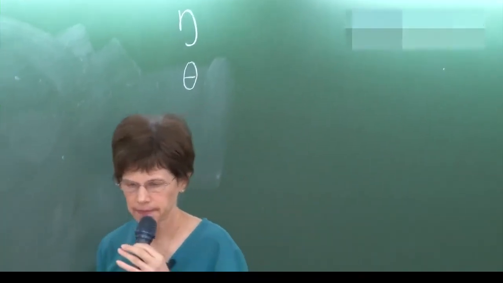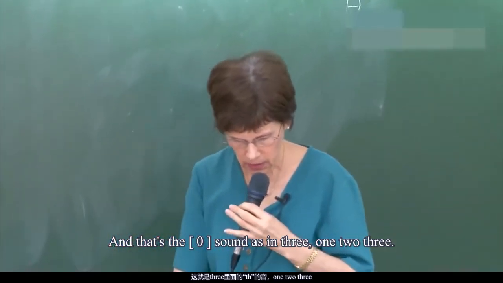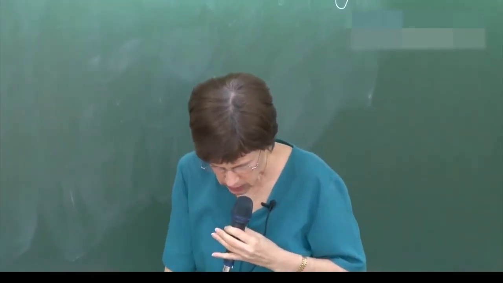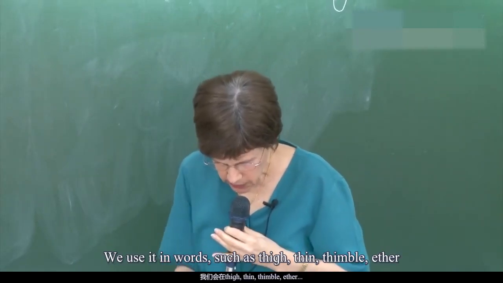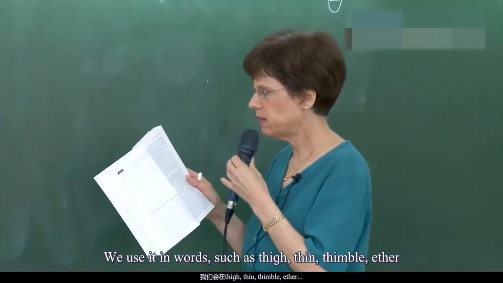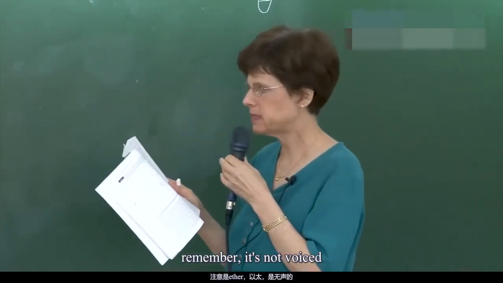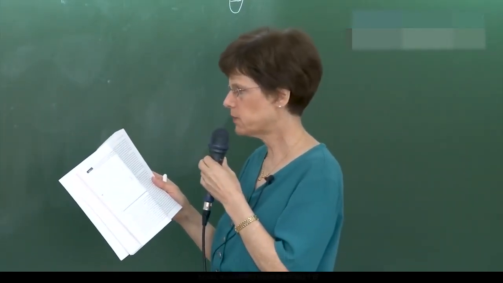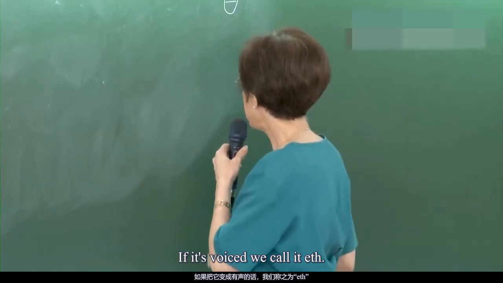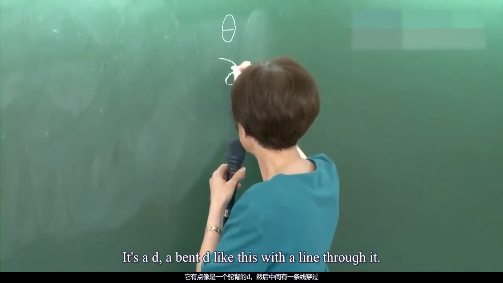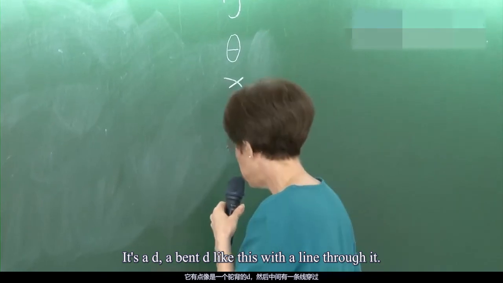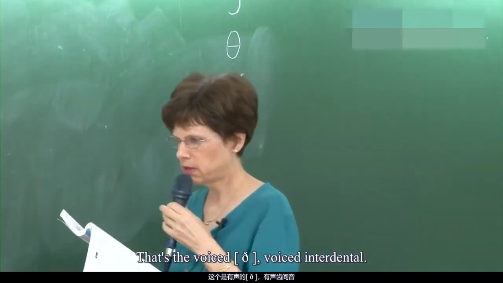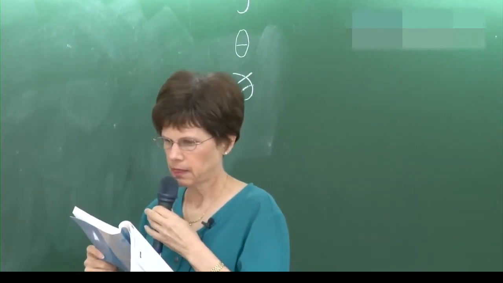That's a theta. And that's the th sound, as in 3, 1, 2, 3. And not the British 1, 2, 3. We use it in words such as thigh, thin, thimble, ether. Remember, it's not voiced. Breath, mouth. If it's voiced, we call it ev. It's a D, a bent D like this with a line through it. That's the voiced V, voiced interdental.